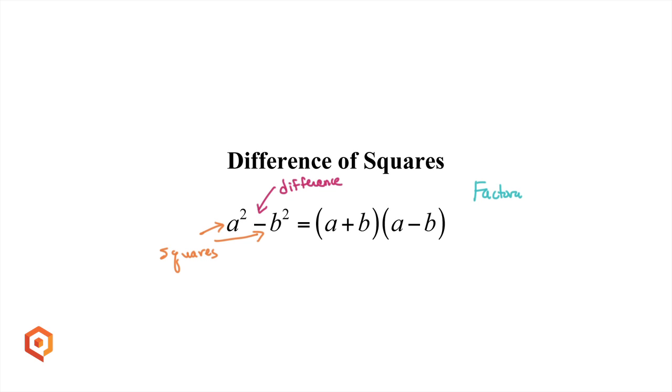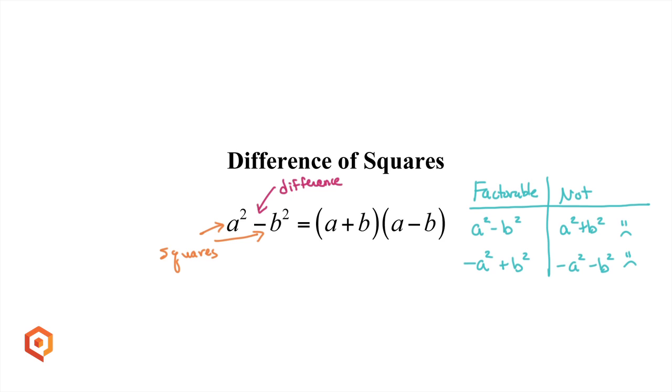When you run across a binomial with perfect square terms, you have to make sure the terms have opposite signs. A squared minus b squared is factorable, as is negative a squared plus b squared. A squared plus b squared is not factorable. Negative a squared minus b squared is also not factorable.